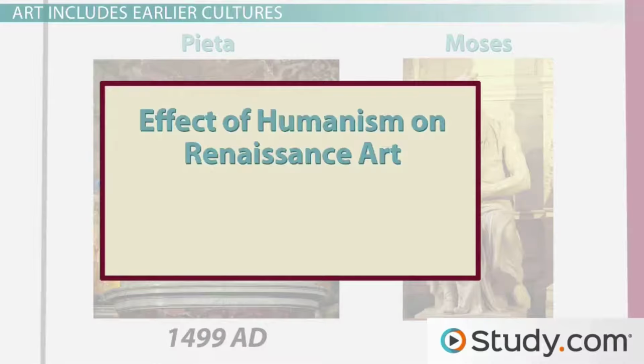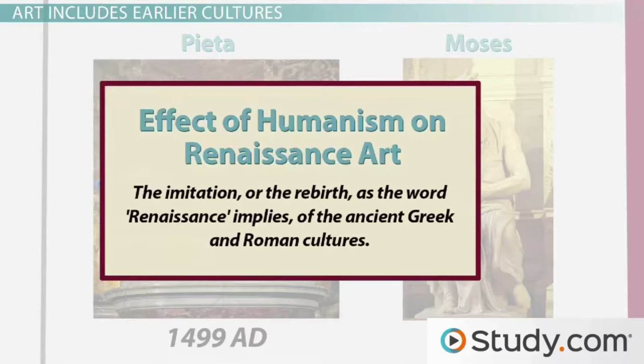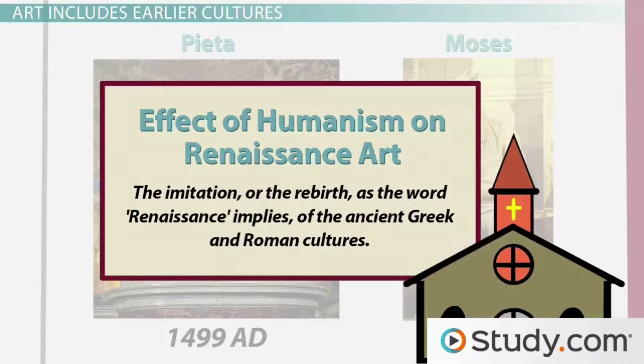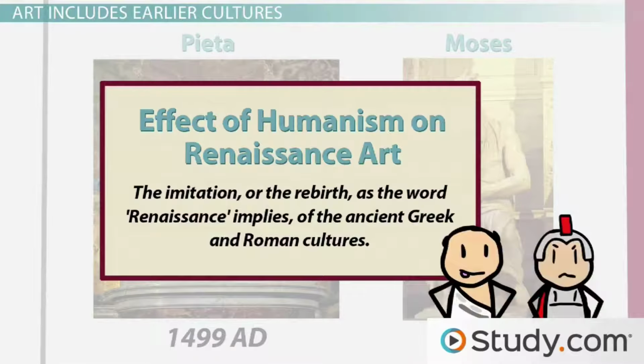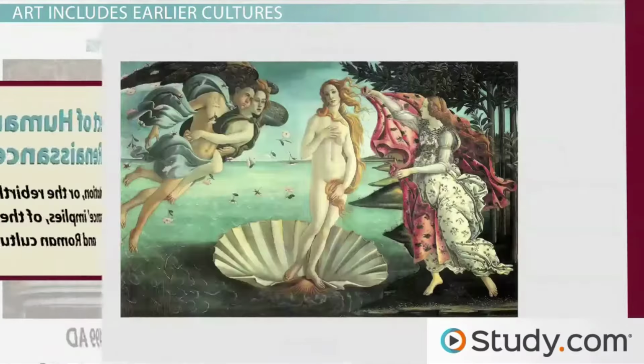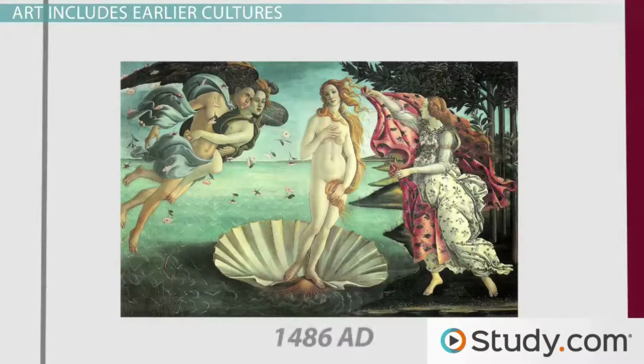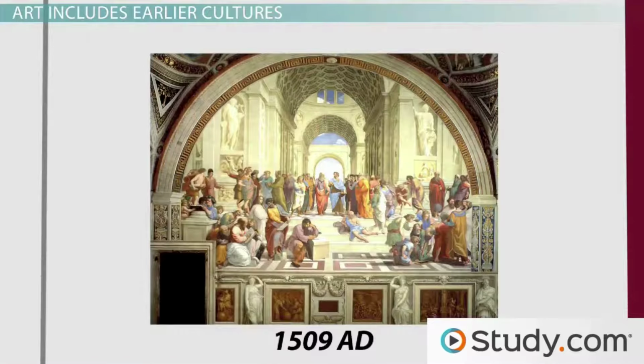A second effect of humanism on Renaissance art was the imitation, or the rebirth, as the word Renaissance implies, of the ancient Greek and Roman cultures. During the medieval period of history, most art produced was centered on the church. However, as humanism took hold, the Greek and Roman ideals of human beauty were also reborn. Take a look at Botticelli's 1486 rendering of the Birth of Venus, and Raphael's 1509 fresco, The School of Athens. These two works focus on Greek history and mythology with no head nod to the church.